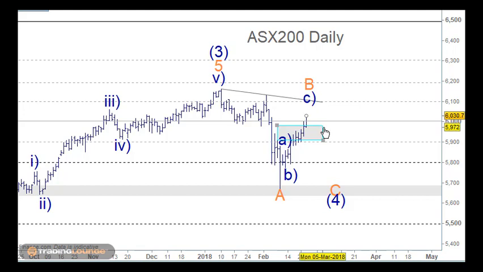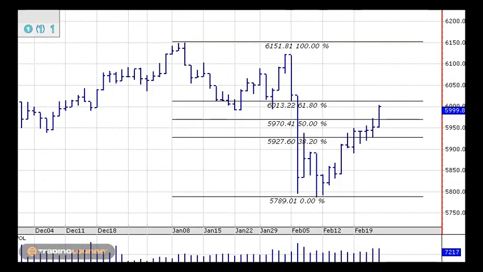The other thing that I want to point out is that this CFD is made up of the physical market during the daytime and the futures market in the evening. So when we look at the cash market, the physical market, on this daily chart, we haven't actually reached the 61.8% retracement level just yet, but we're at the 6,000 area, as you can see.